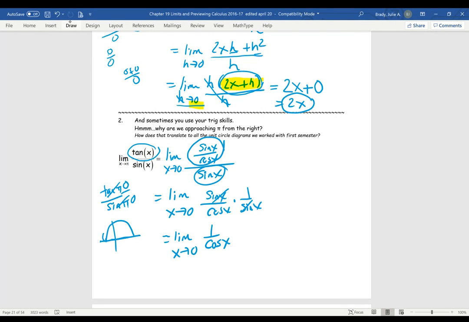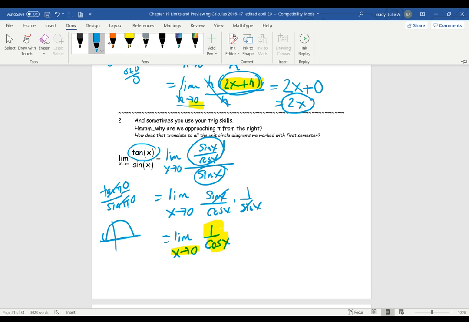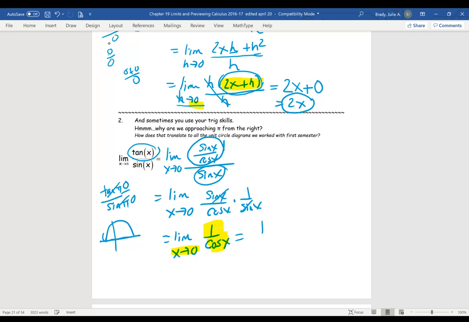But now, this function, you can evaluate when x is 0. So we're just going to do that. Remember, that's your goal. So this is equal to 1 over cosine of, oh, hang on. Let me change this. Cosine of pi. So 1 over cosine of pi. And at pi, the cosine's -1. That's 1 over -1, which is -1. Yay.